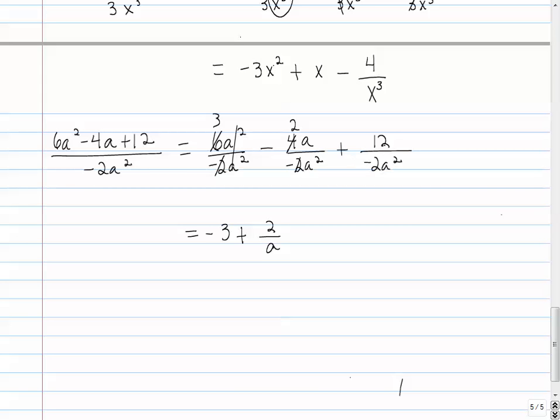Now the last one, that term's going to be negative because you're dividing a positive by a negative, so it's minus. 2 will go into 12 6 times, and there's nothing to do with that a squared, so that would just be minus 6 over a squared. And that's all you do.